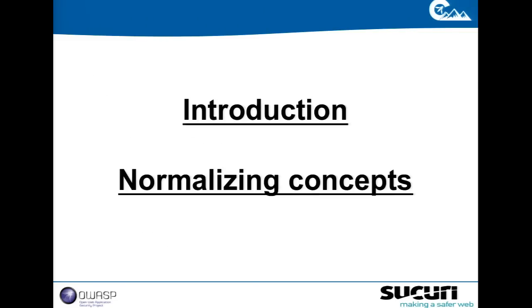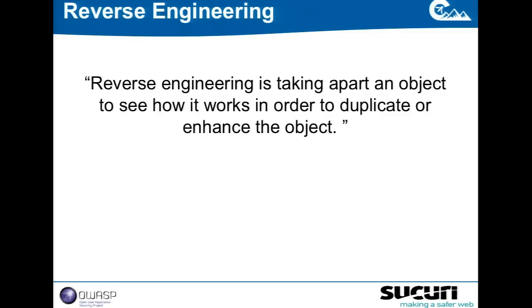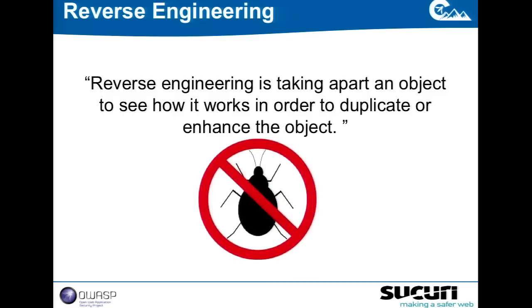Just to normalize the concepts: reverse engineering is really analyzing something, understanding how it works, and duplicating it or creating something similar. In our case, we analyze and create something to protect. Another quick slide: we are not looking for bugs or security flaws. We don't care about that.